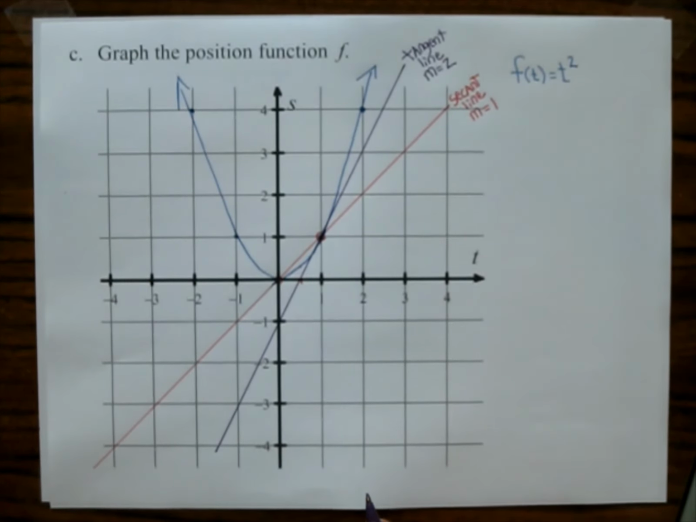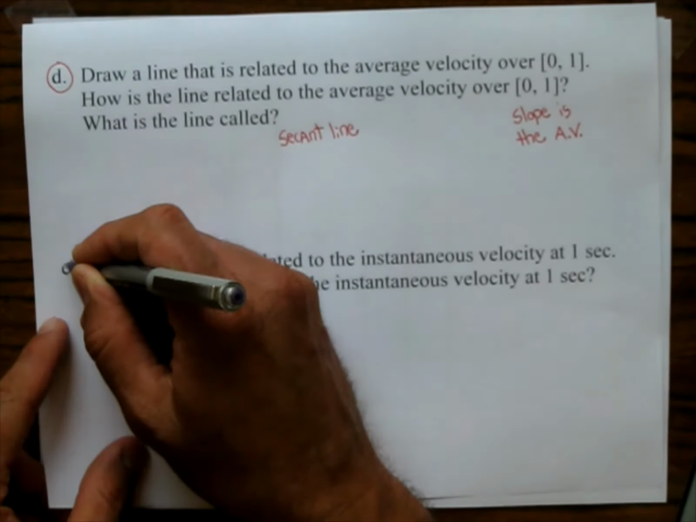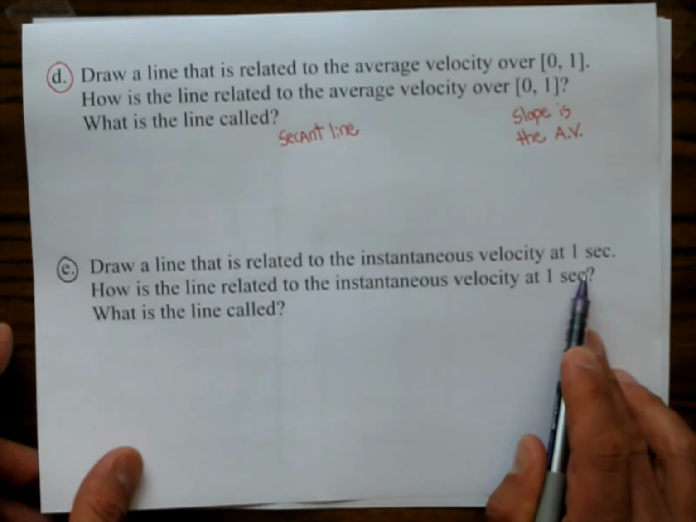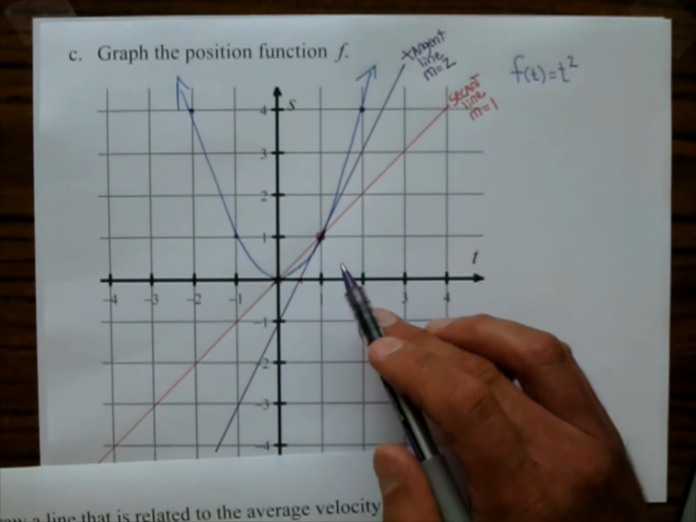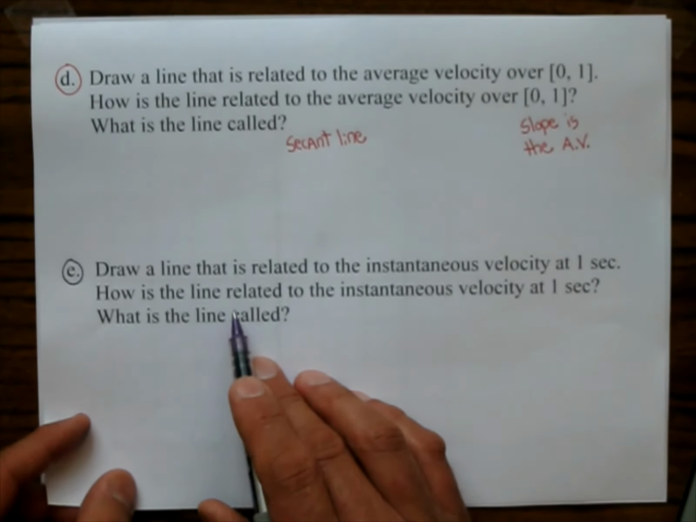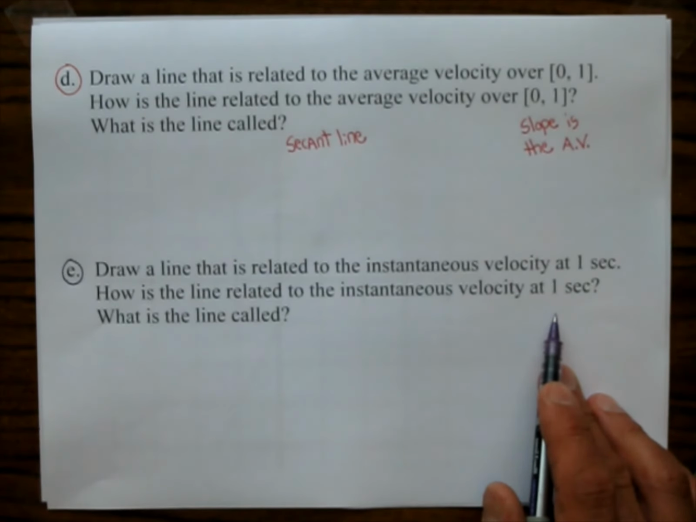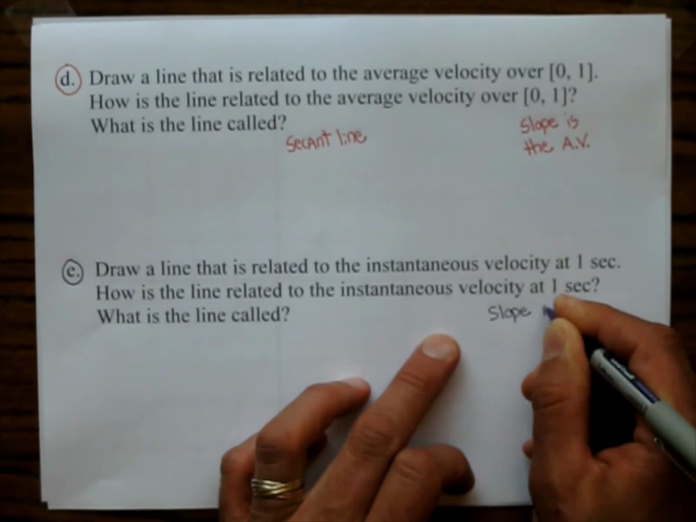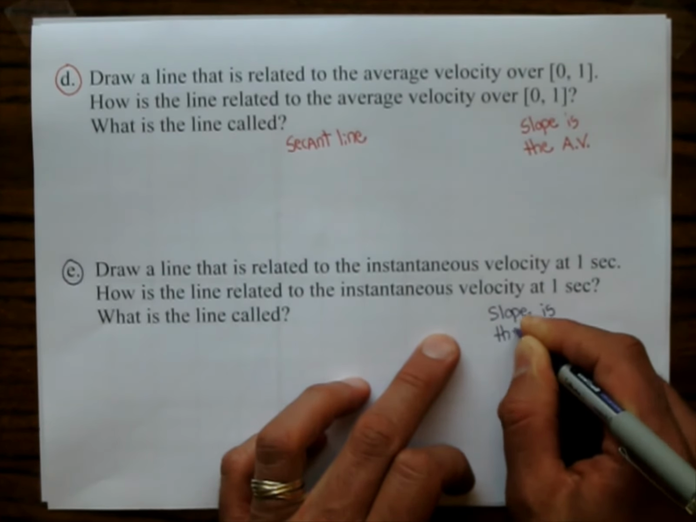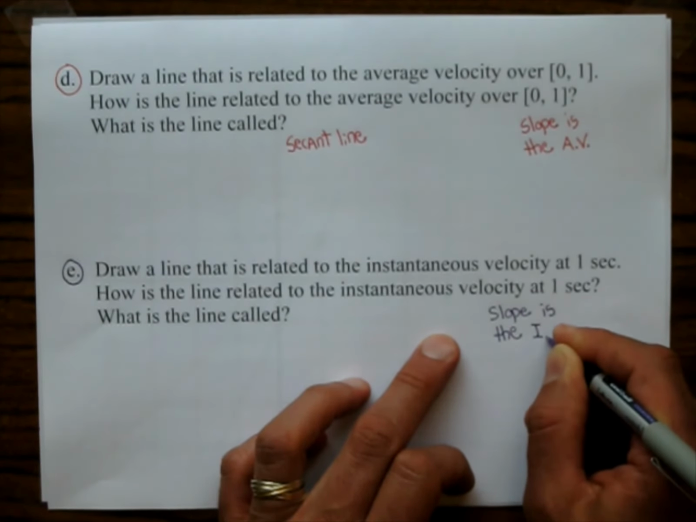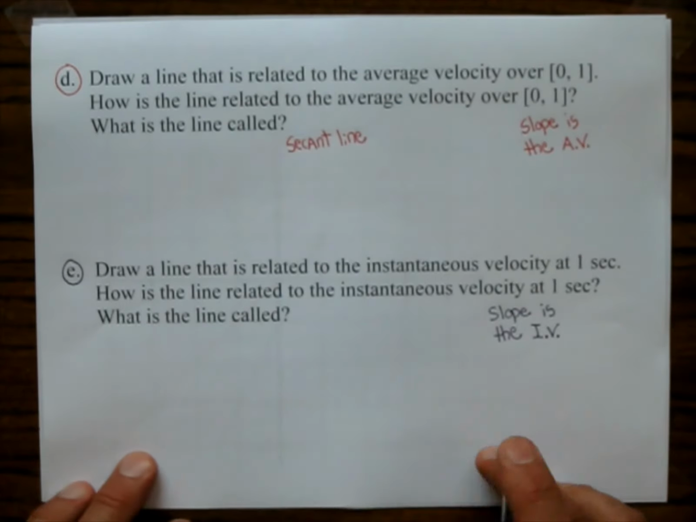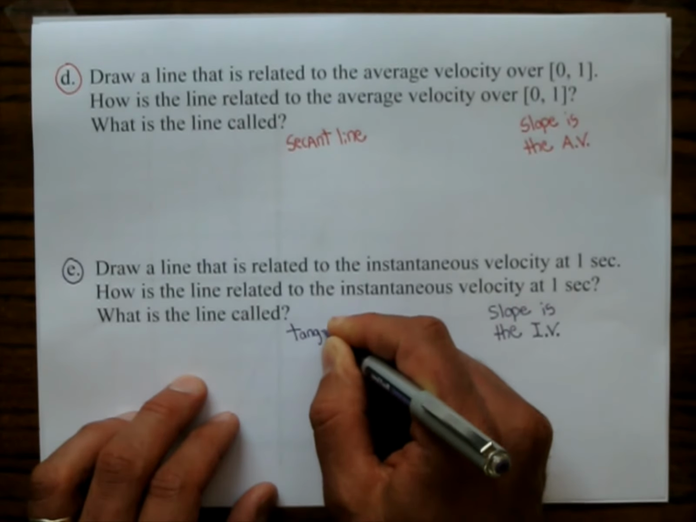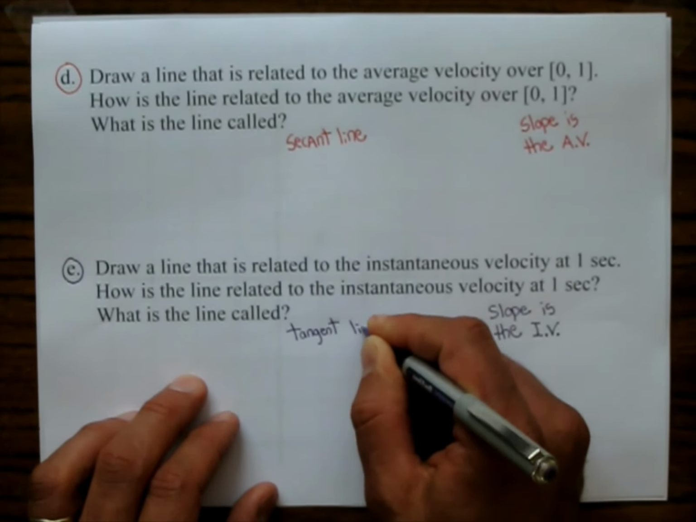So let's go ahead and answer E, which actually I didn't even show you. Draw a line that is related to the instantaneous velocity at 1 second. Well, it would happen to be that purple line right there. How is the line related to the instantaneous velocity at 1 second? Well, we can say that the slope is the instantaneous velocity, or just the velocity if you like. What is the line called? Well, it happens to be a tangent line.